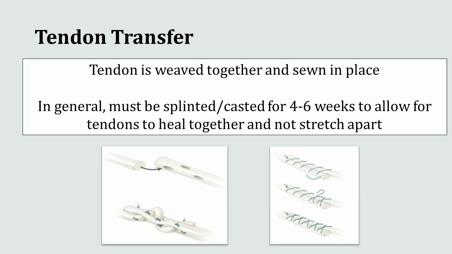So once the tendon transfer is done, the tendon is weaved together and then it's sewn in place with some non-absorbable sutures. And in general, patients have to be splinted or casted for 4 to 6 weeks to allow the tendons to heal. You can see some examples here of how those tendons are weaved together. You have this bulky, what's called a Pulvertaft weave, where you weave the tendon multiple times and sew it at different places. Or you have kind of a side-to-side weave, and I prefer the side-to-side.